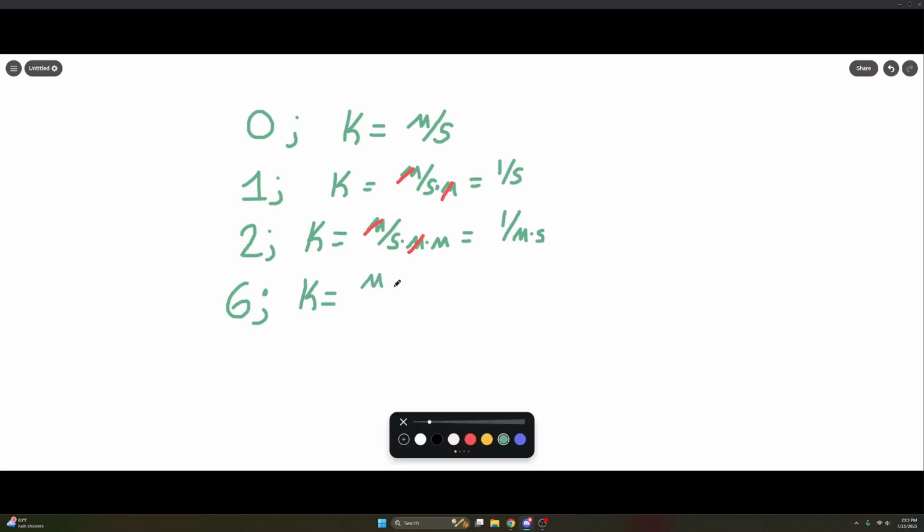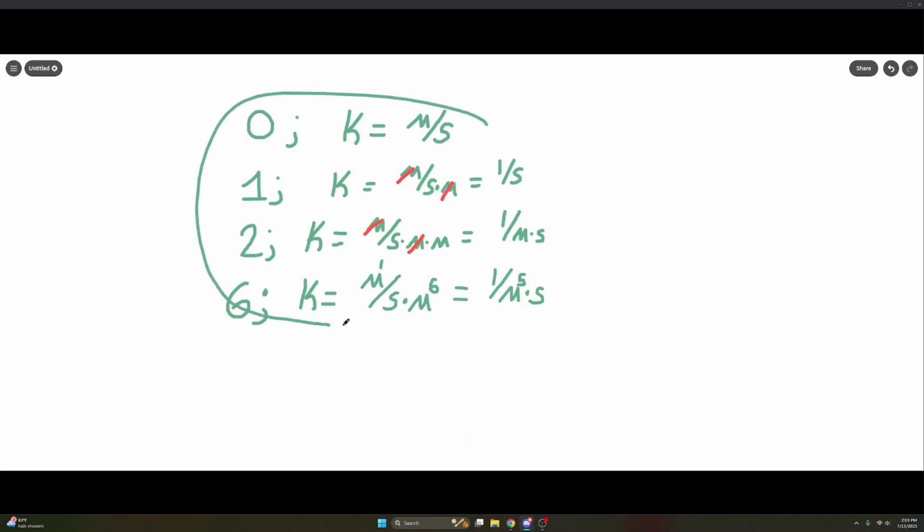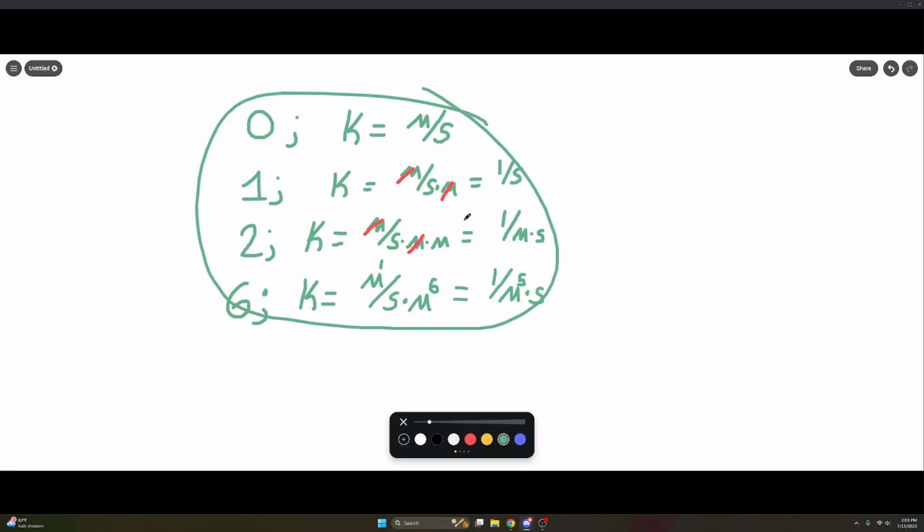Once again, begin with molarity per second. Then I'm going to divide for each order I have. I'm just going to go ahead and write m to the sixth. M to the first over m to the sixth. 1 minus 6 is negative 5. So I know I have 5 down here with the seconds. I hope this breakdown makes sense. This is how I do it, just because it's simple to me.